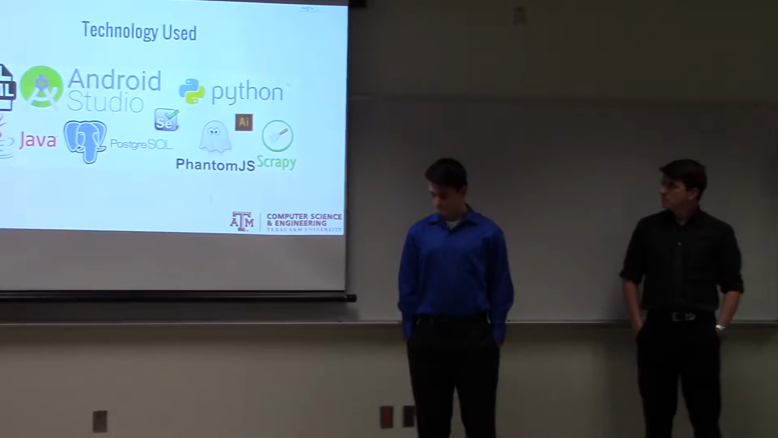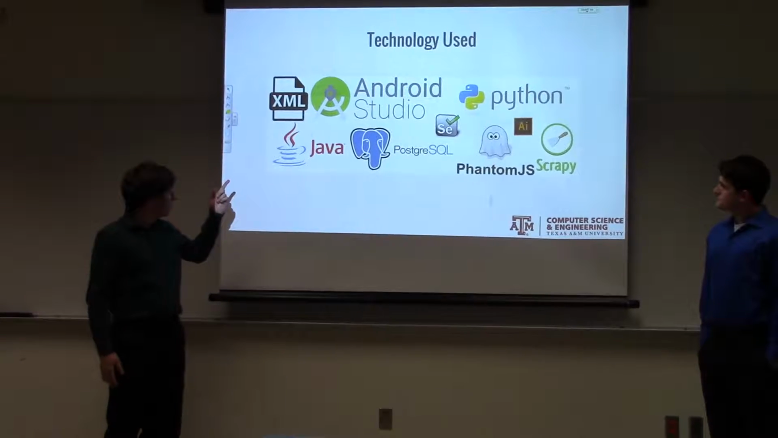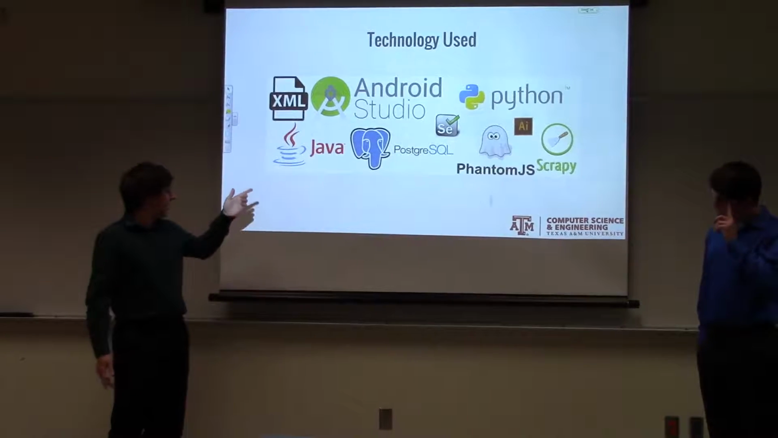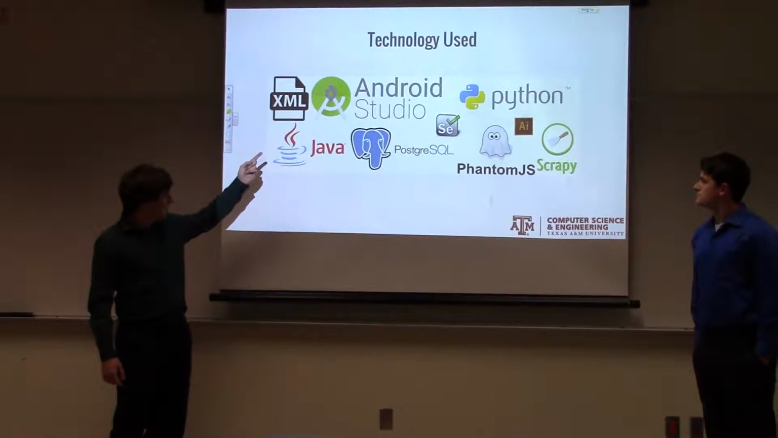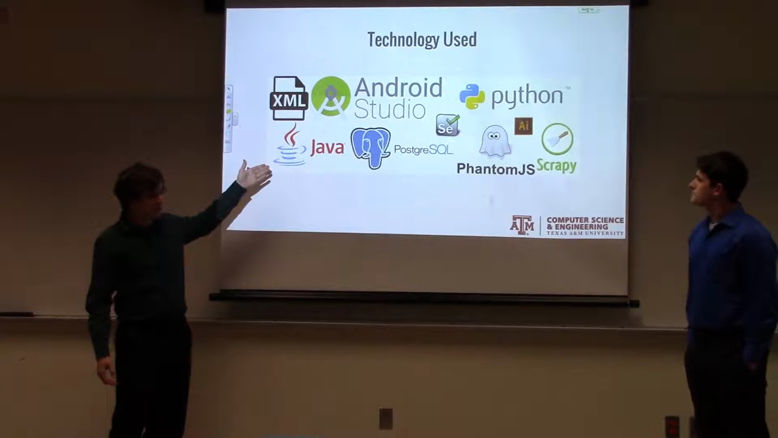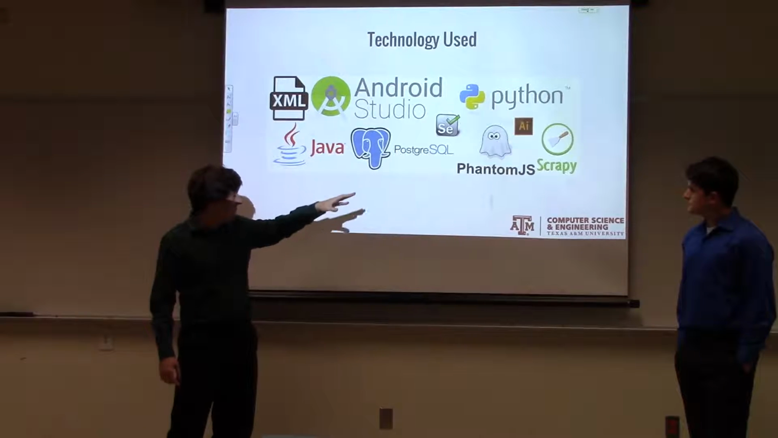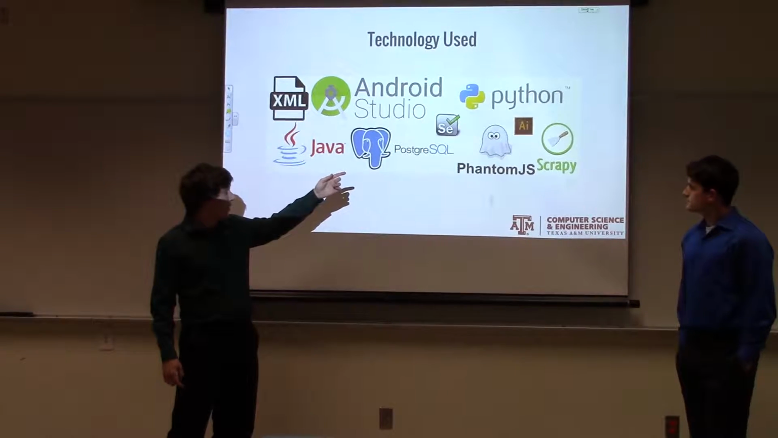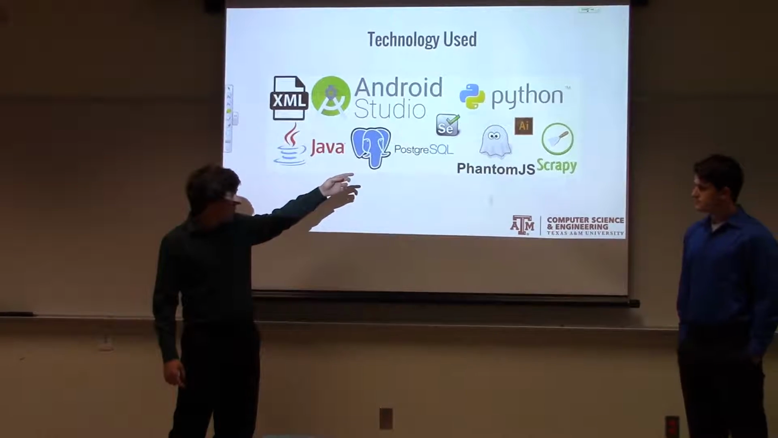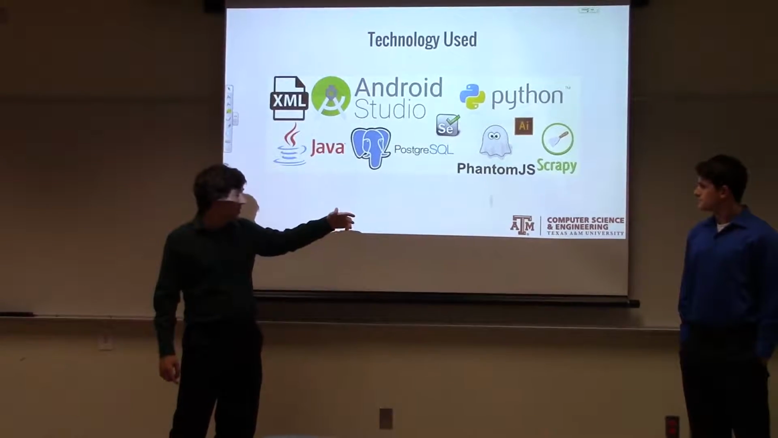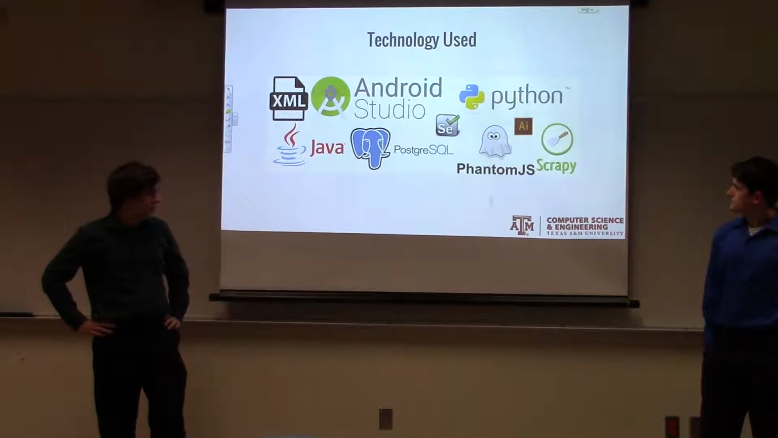All right, so these were the technologies that we ended up using to build our application. For example, we used XML to make the layout for the activities, and also store some values that we needed to hard code in there. We obviously used Android Studio to make the app, and Android Studio uses Java. And then for the database and the web scraper, it was all coded in Python, and we used a PostgreSQL database, and Selenium, which I'll explain later, and PhantomJS, which I'll also explain later, and scraping. And then we made all the graphics using Adobe Illustrator.